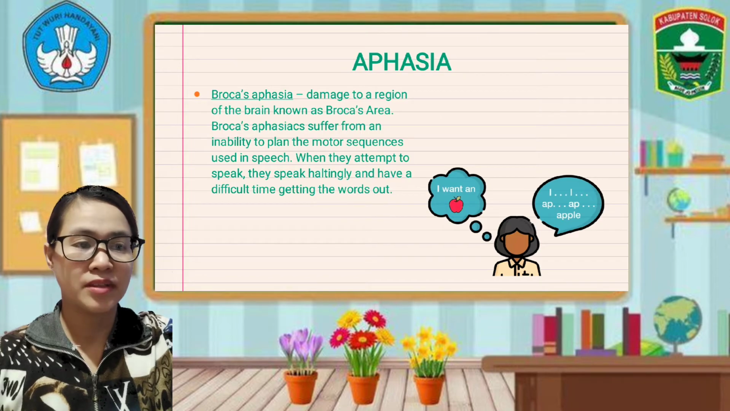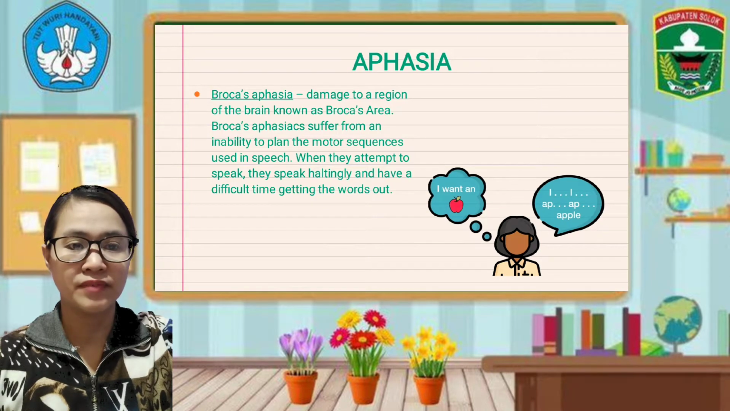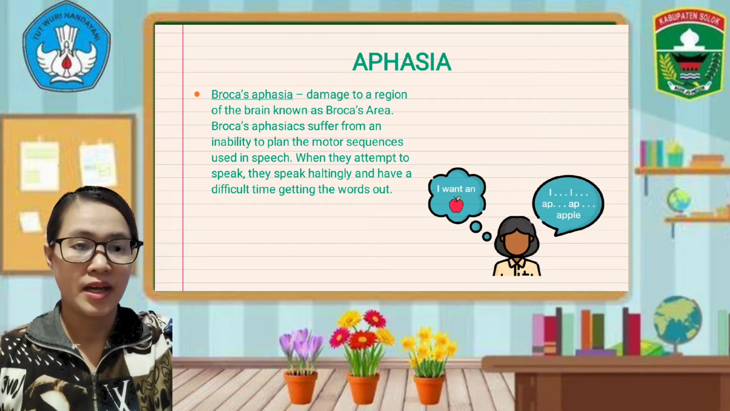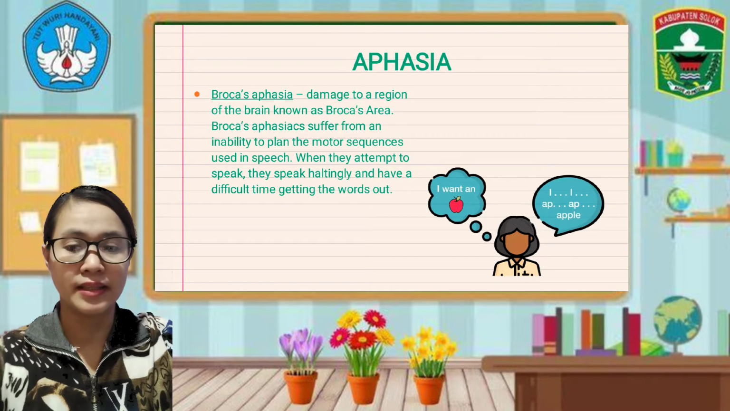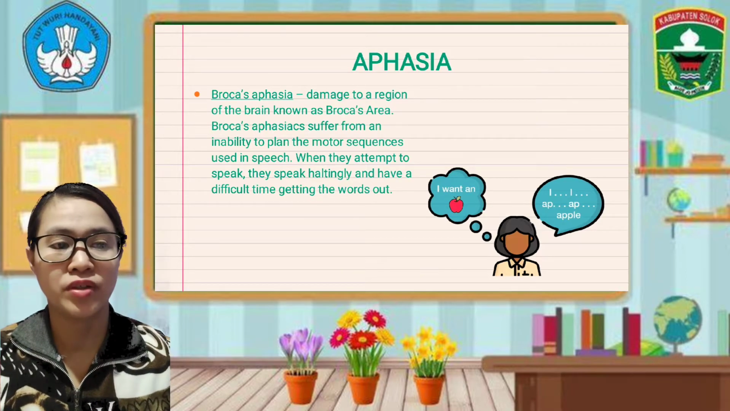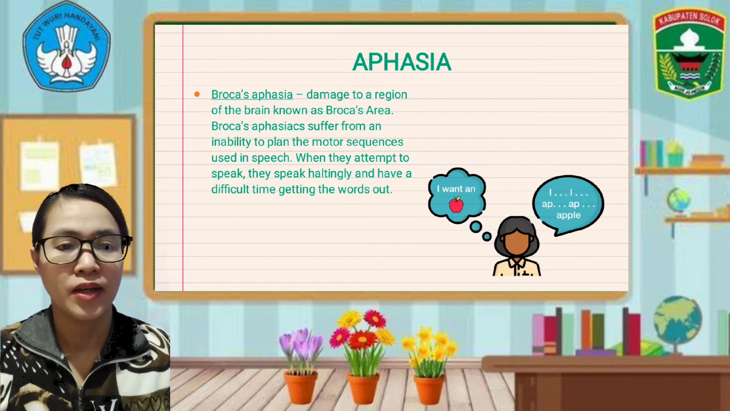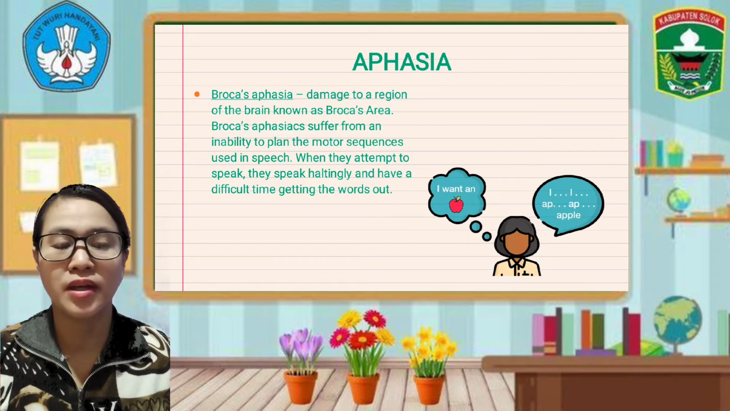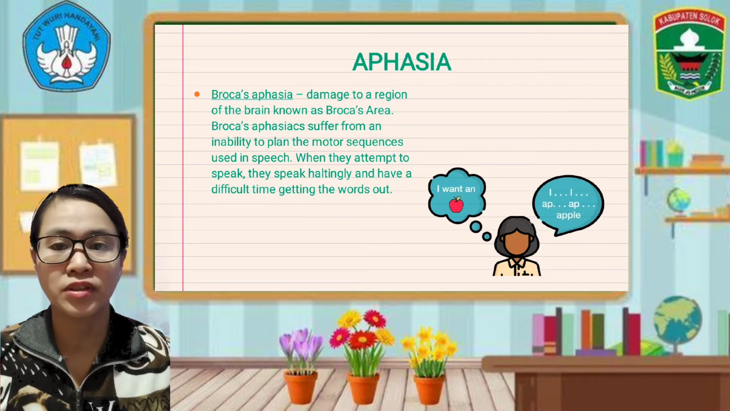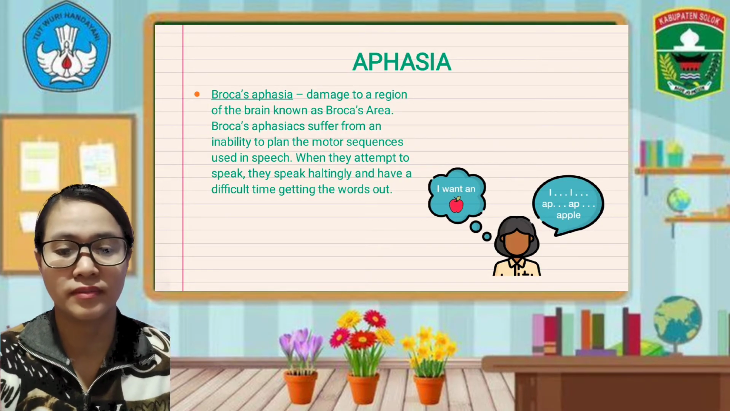There are different types of aphasia which yield more information about where specific linguistic abilities are located. Depending upon where brain damage is sustained, different abilities will be affected. Damage to a region of the brain known as Broca's area will result in one type of aphasia called Broca's aphasia. Broca's aphasiacs suffer from an inability to plan the motor sequences used in speech. When they attempt to speak, they speak haltingly and have a difficult time getting the words out.